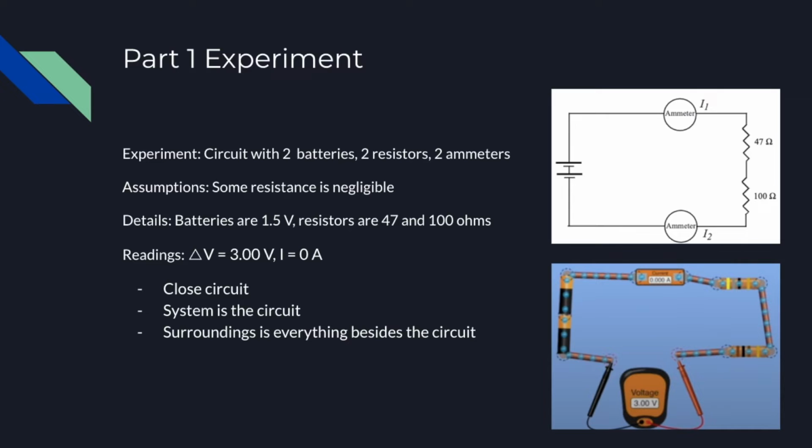So this is part 1 of the experiment. We're going to have an experiment circuit with 2 batteries, 2 resistors, and 2 ammeters. The assumption is that some of the resistance is going to be negligible. Details: the batteries are 1.5 V, and the resistors are 4700 ohms. Readings: we have ΔV equals 3 V, and I equals 0 A. This closed circuit system is a circuit, and the surroundings are everything beside the circuit.